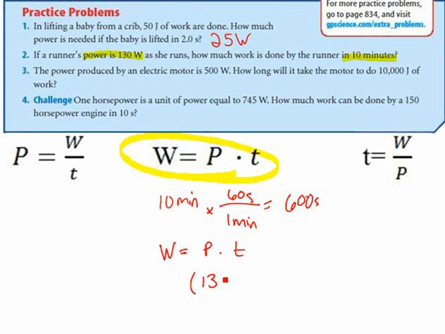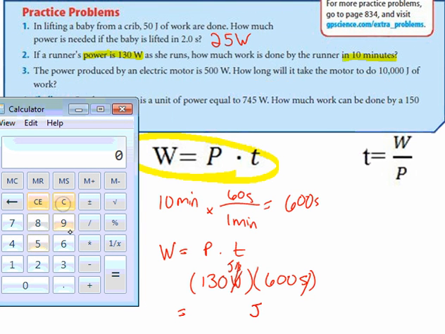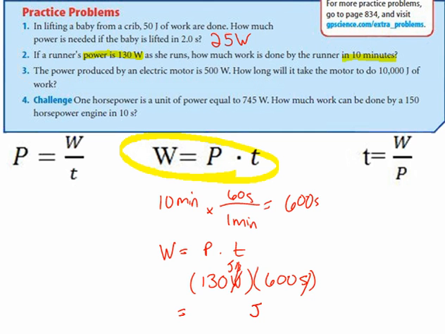And now we plug that into our equation, where work is equal to power times time. So the power is 130 watts, and we multiply that into 600 seconds. Now, a watt is a joule per second, right? So the seconds will cancel out. What we end up with there is going to be joules, which is energy, and that's how we measure work. So we take 130 times 600. We can use the calculator to help us. 130 times 600, and we get 78,000 joules.